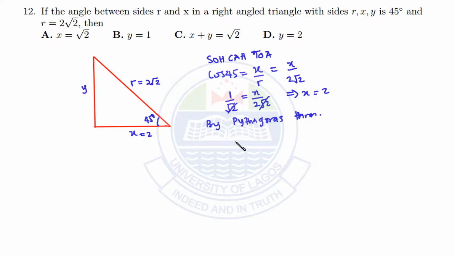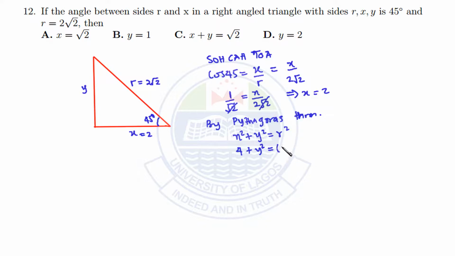so what do I have? The sum of the squares of the two adjacent sides is equal to the square of the hypotenuse, and the hypotenuse is my R. So if I square X, that means we have 4 plus Y squared equal to R squared.